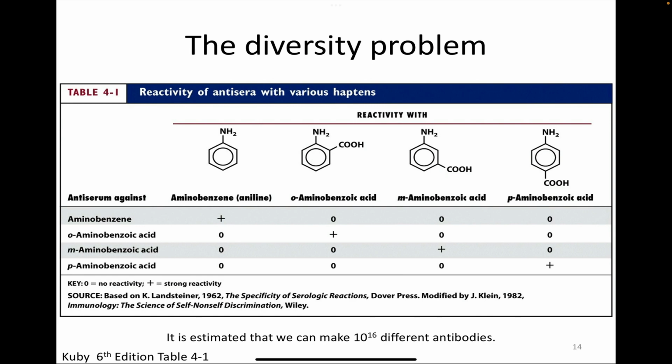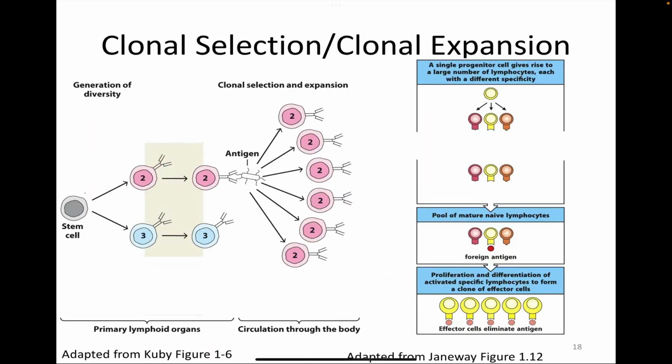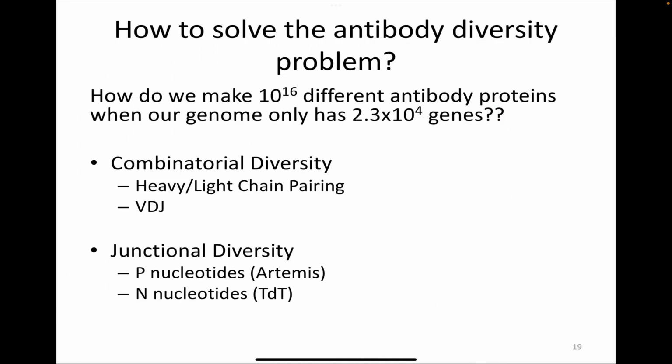And we're going to do this early in a developmental process, right after the cell is formed, before we even let the cell go out into the body. So what we're going to be talking about today and Wednesday is how we solve this problem. We're specifically going to think about how to solve the antibody diversity problem. And I've got the antibody diversity problem listed here as well. It's the same problem that we've seen before.